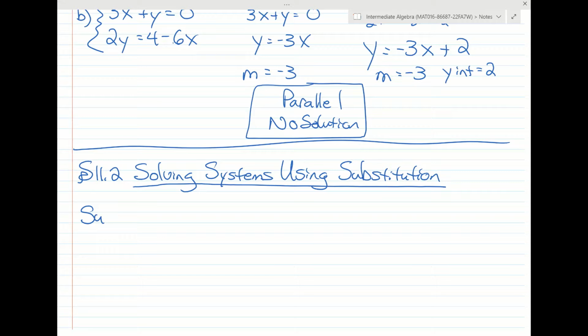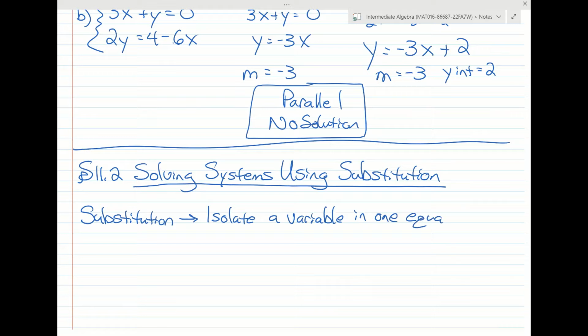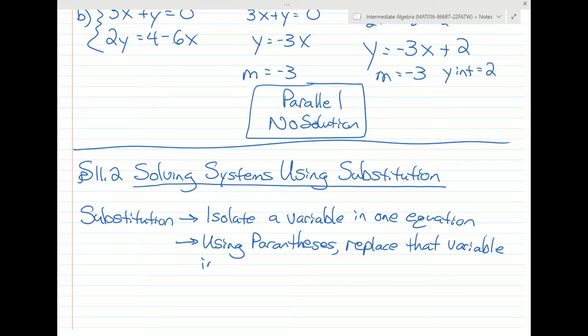And what substitution means is we have to isolate a variable in one equation, and then using parentheses, replace that variable in the other equation with what it's equal to.